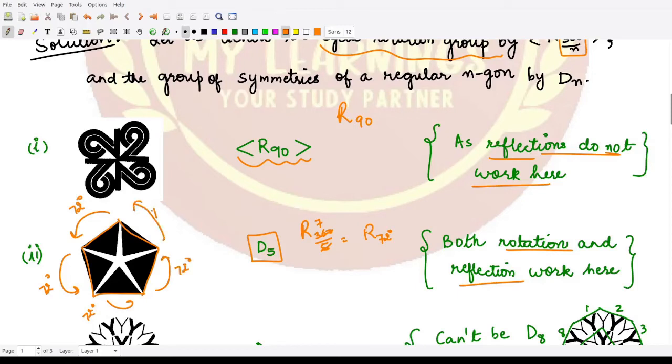This is about rotation. What about reflection? For reflection we can take this axis, so we would have the same image on both sides. We can have another axis as this one, right? Another axis as this one. Another one would be like this, and another one would be like this. So therefore we have reflection as well as rotation. So this forms D5. What about the next design?